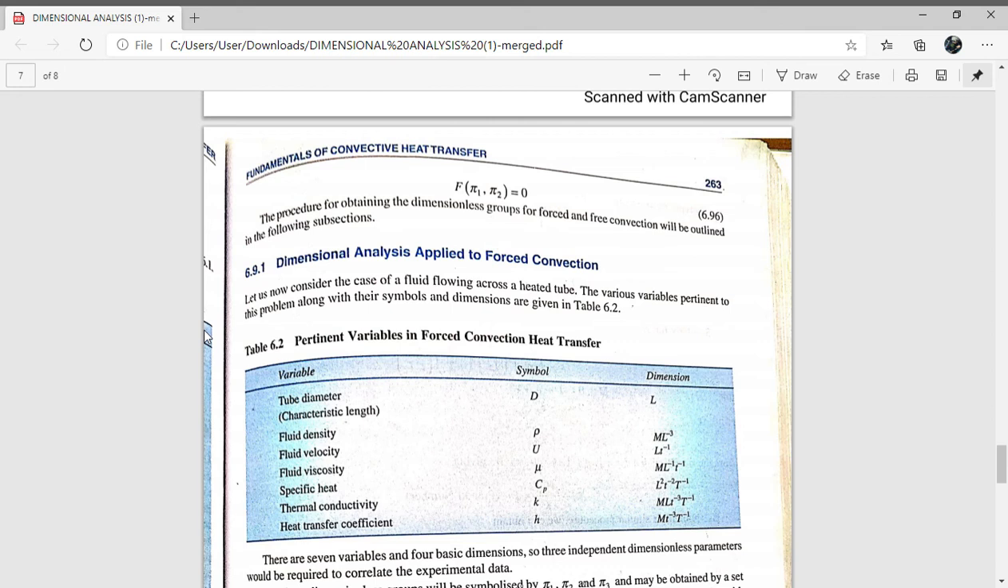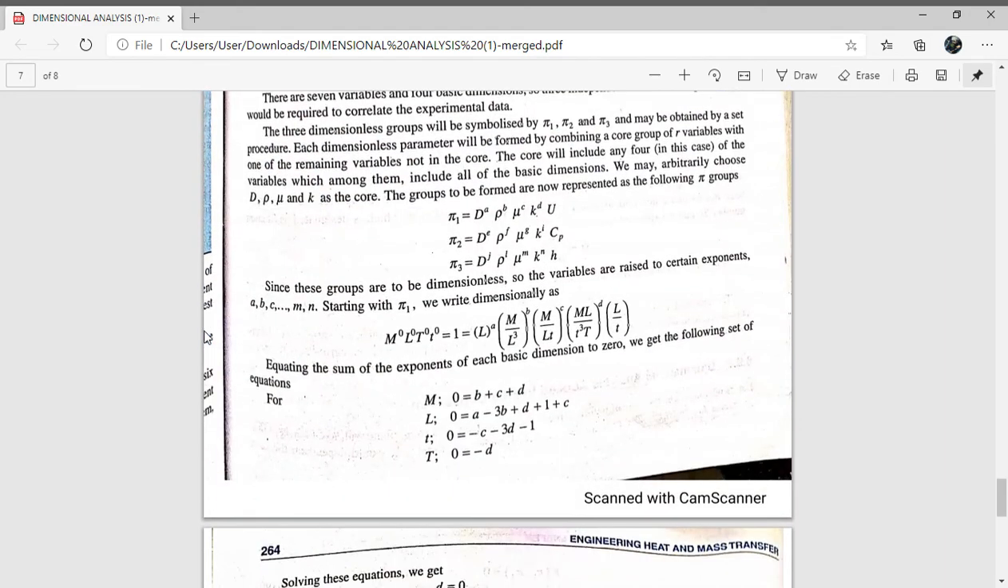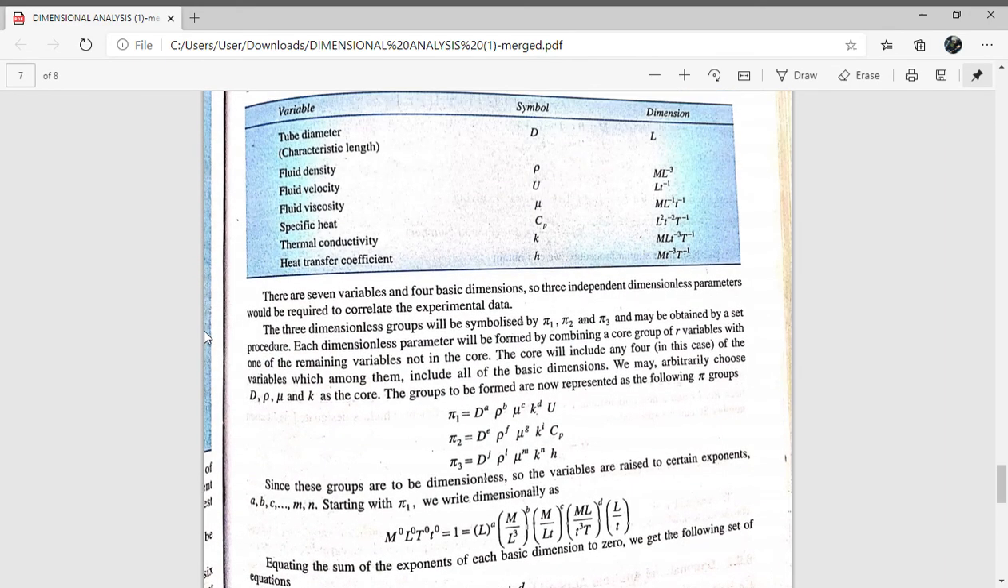Among these 7, the dependent variable is the heat transfer coefficient. We have to find out what the heat transfer coefficient is a function of, what the other variables are. So in this, n equal to 7, and for all these seven variables, if you take the dimensions, here it is available.